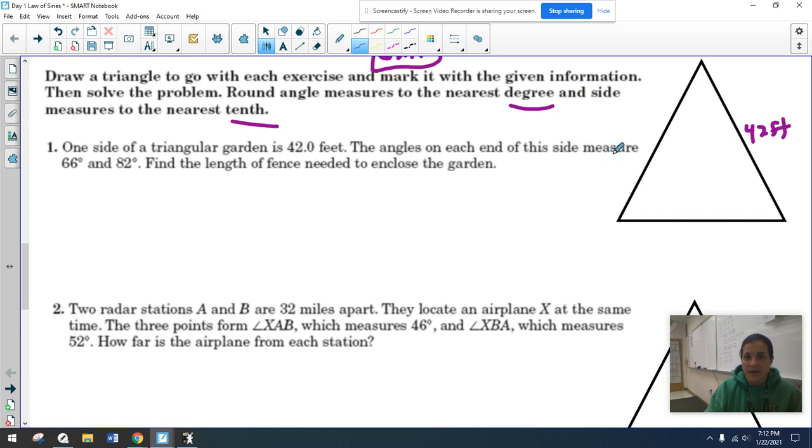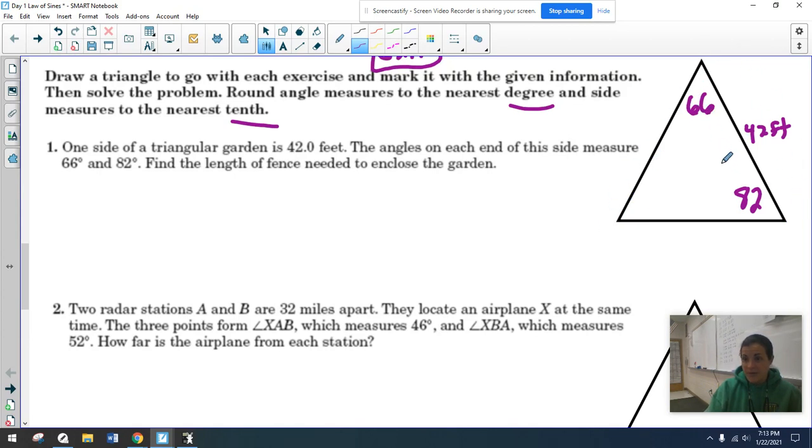The angles on each end of this side measure, that means these two angles, are 66 and 82. Doesn't matter which one's which. It doesn't matter if your triangle looks right. It's just a visual. Find the length of the fence needed to enclose the garden. That means I need to find this side, and this side. So to enclose it, I need all three sides.